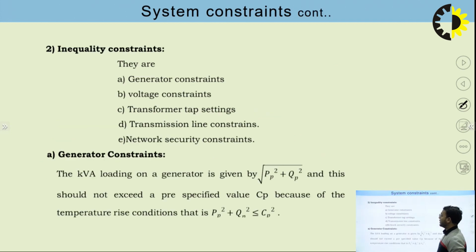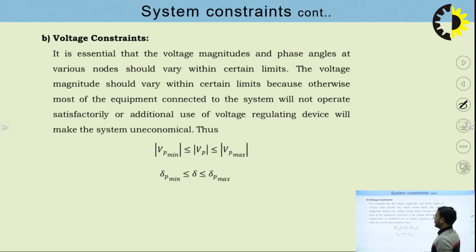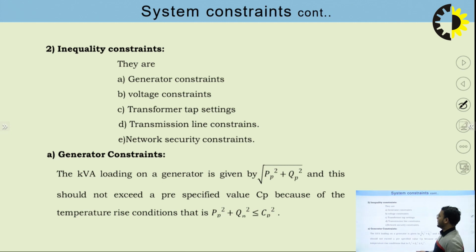So we'll talk about inequality constraints now. Basically, equality constraints are those constraints which directly affect the operation, while inequality constraints can be treated as indirectly affecting the system. Okay, so the first one is the inequality constraint.